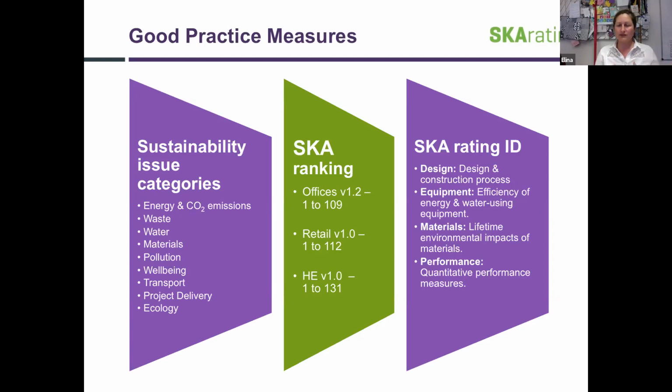Now, the actual scope of the good practice measures could be a material specification, a design process, a piece of kit like a light fitting or a boiler, or the performance of how you actually lay things out on a floor plate. So there could be a variety of ways that will impact the environmental performance.